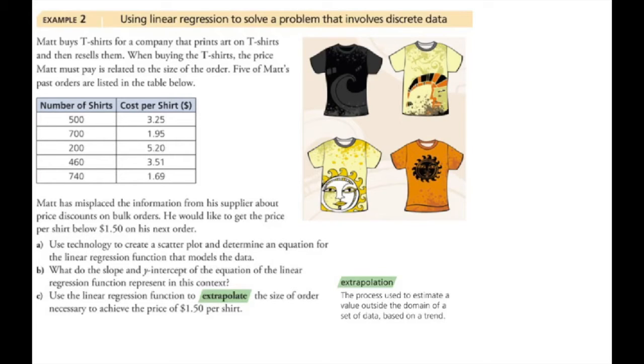Matt wants to get the price of his order down to below $1.50 per shirt. So he has to figure out what size of order he needs to place. Well, we can use the equation of this data to determine that for Matt. So we'll go over to the calculator.